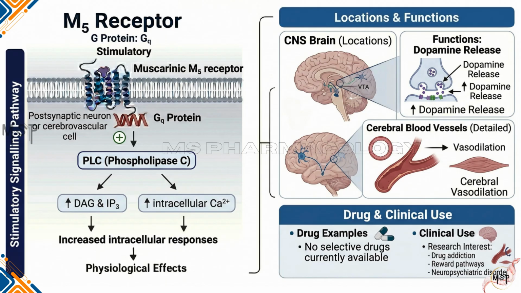In fact, muscarinic receptors mediate many of the physiological effects of the parasympathetic nervous system. Among them, M1, M2, and M3 receptors are the most clinically important, whereas M4 and M5 receptors are primarily involved in central nervous system functions and remain promising targets for future therapeutic development.